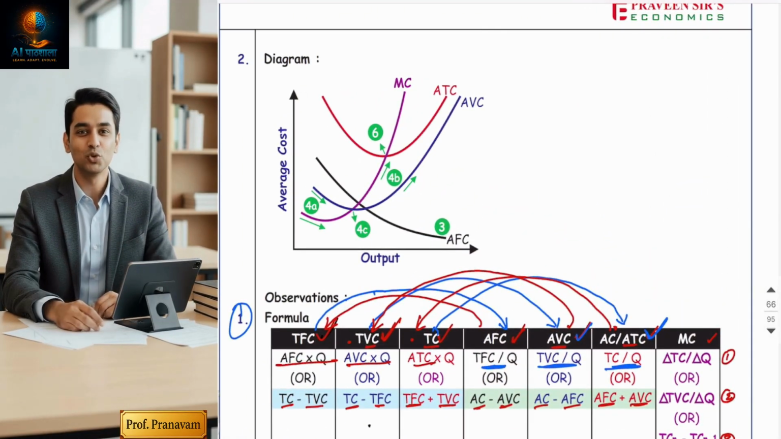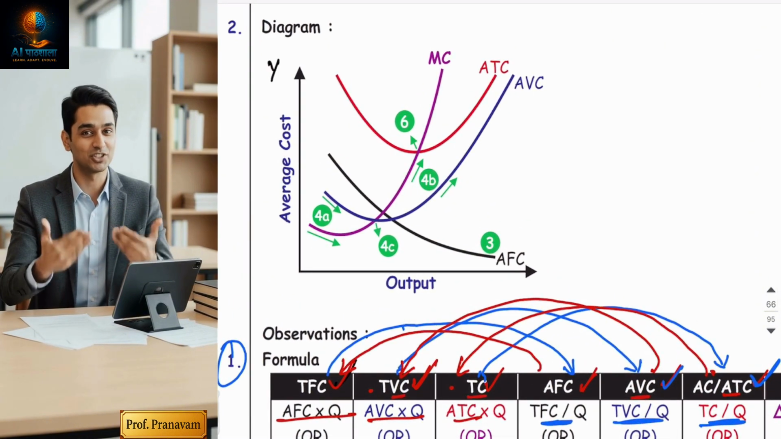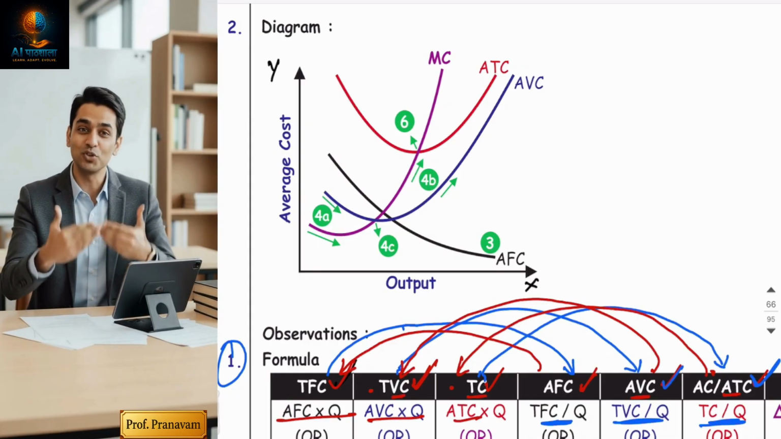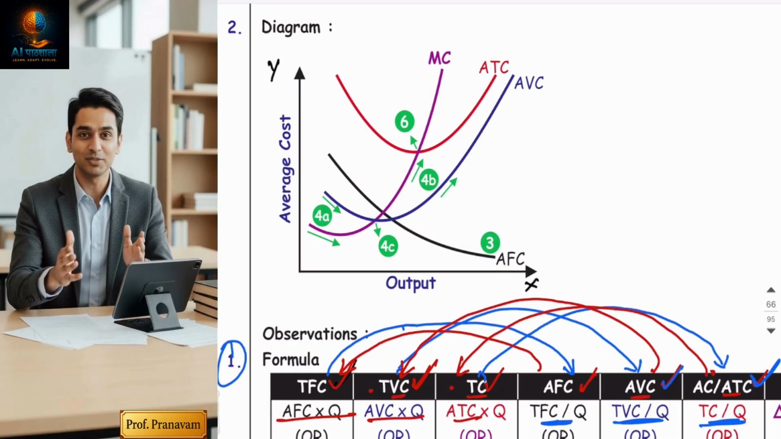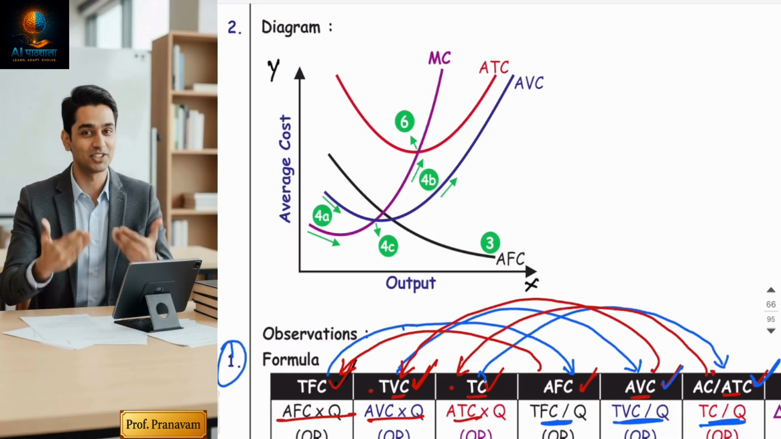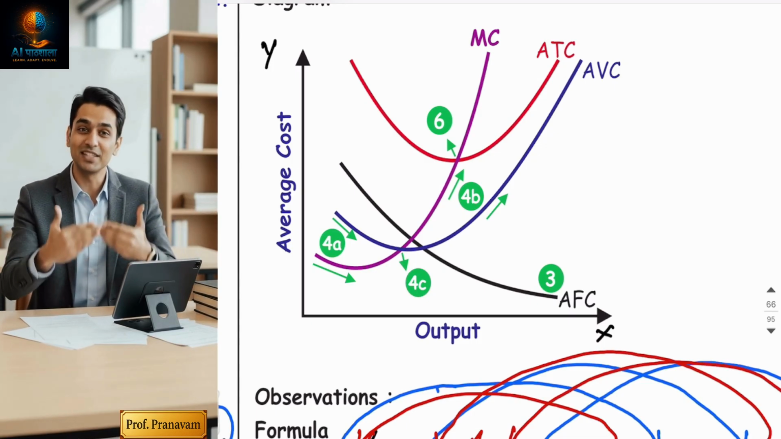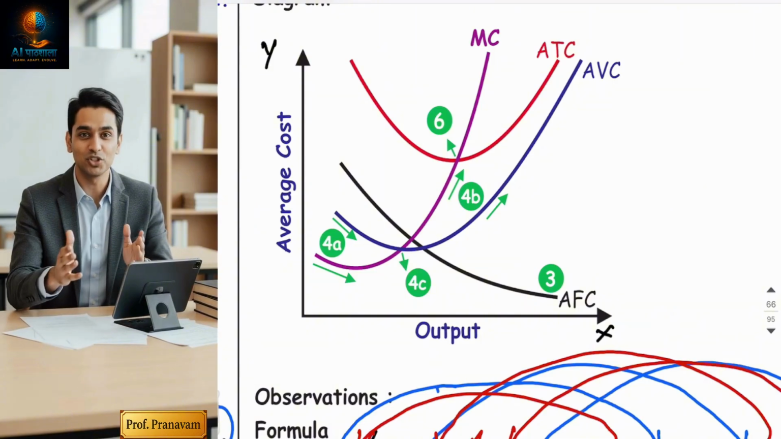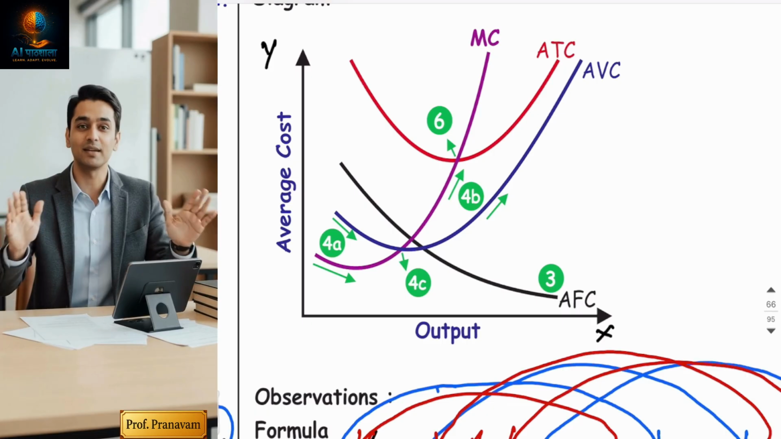Now listen. First, average fixed cost. On the y-axis I've taken average cost, and on the x-axis I've taken output. Average cost and output. Understand? Now, please listen.